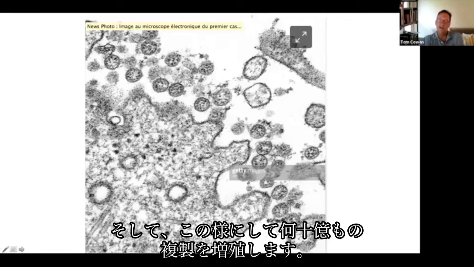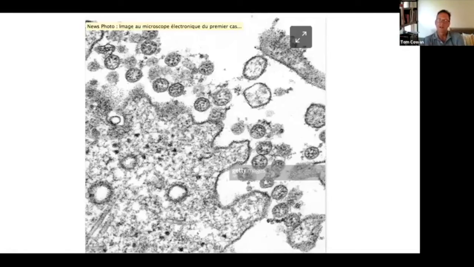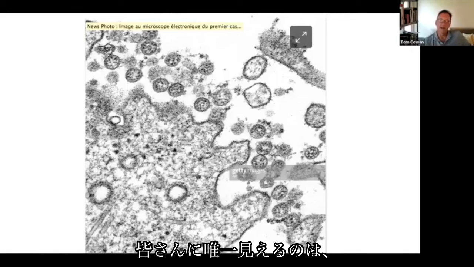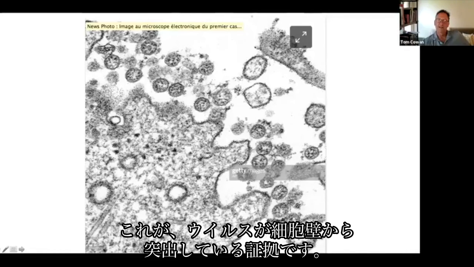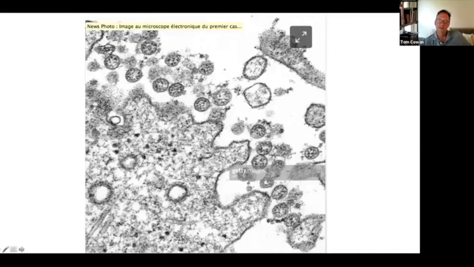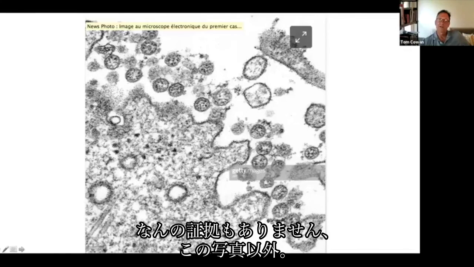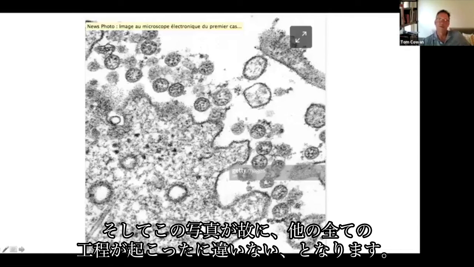And then you make thousands, millions of copies. Now, I would just caution you that the only part of that you see is this and this. Here is the virus. Here is proof that it's budding off of the cell membrane. That's it. The rest of the steps you cannot see. You can't make a video of this happening. There is no proof except this is produced. Therefore, all the rest of those steps must have happened.